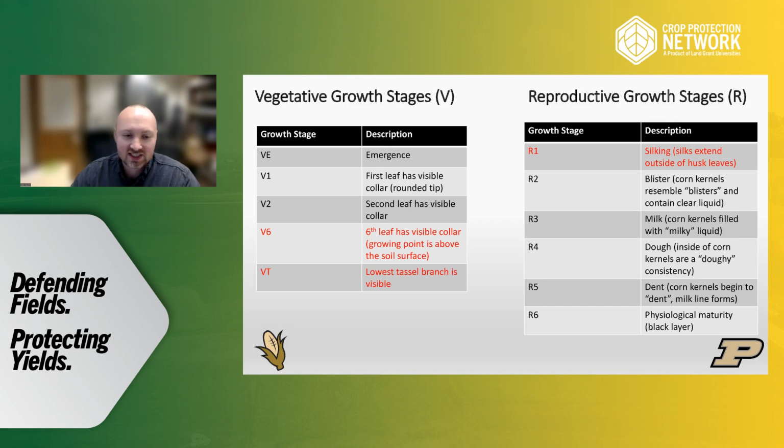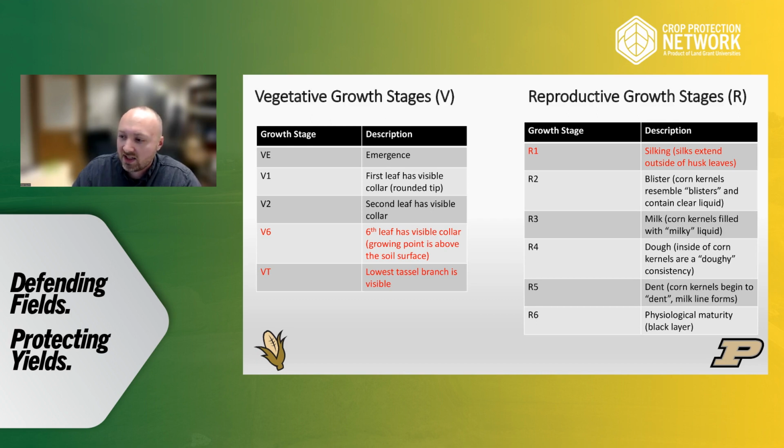And as we get to V6 and that growing point comes out of the ground, that corn plant is going to become a lot more susceptible to hail damage because that hail can actually directly impact that growing point and potentially kill that plant and severely stunt that plant. And that's where some of that stand loss comes in.